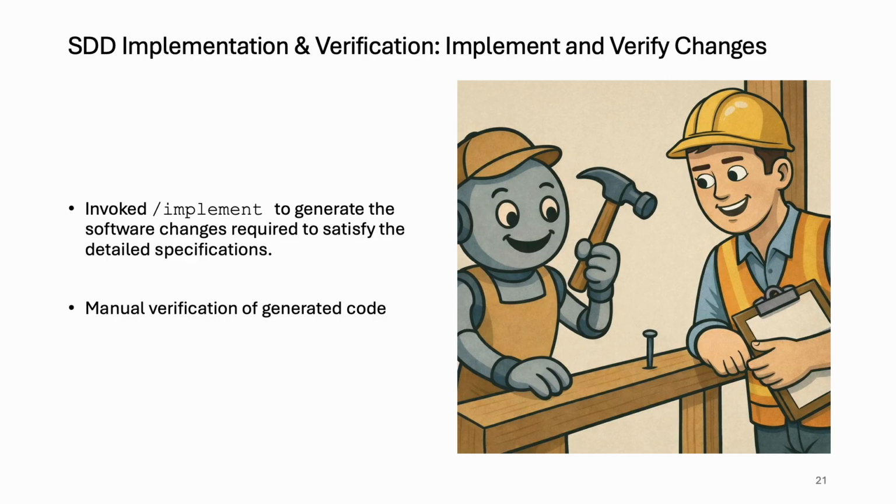Once planning is complete, we move into construction and verification. I use the /implement command to generate the code changes needed to satisfy the detailed specifications. But this isn't a hands-off step. At the specified checkpoints in the task list, I manually verify the behavior in the running application to make sure it matches the spec. This human-in-the-loop verification is critical. It's how we keep AI-generated code aligned with intent and catch issues before they move downstream.